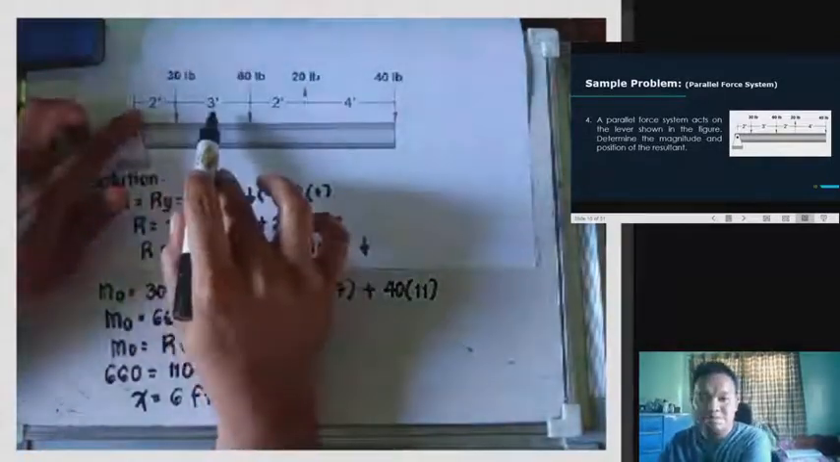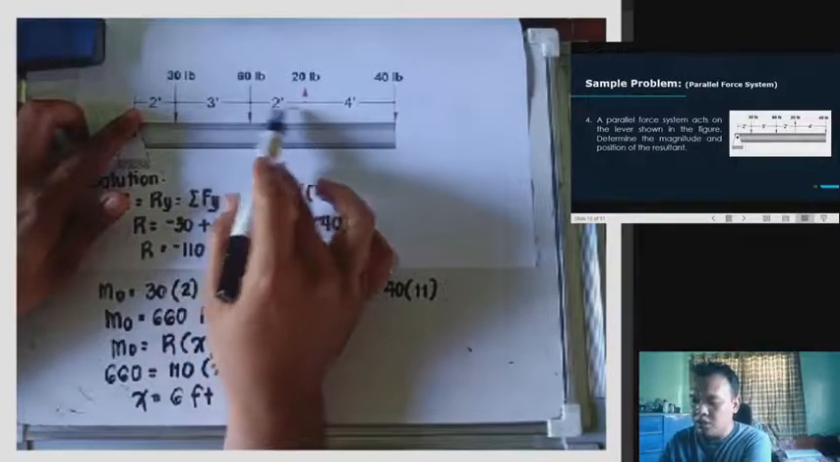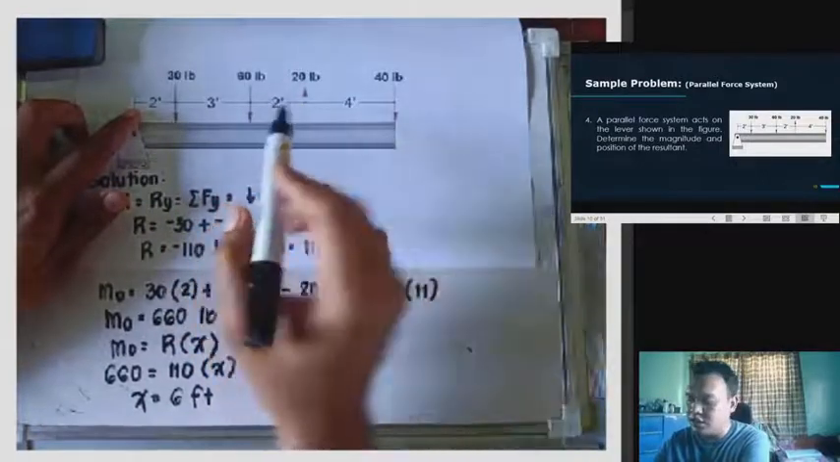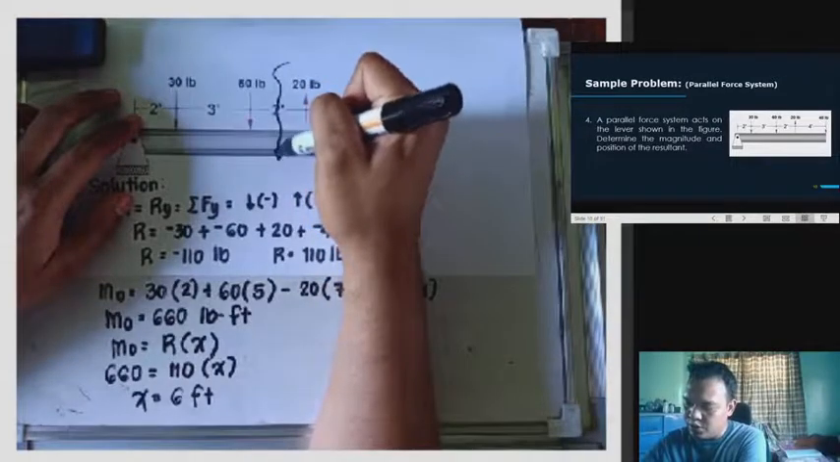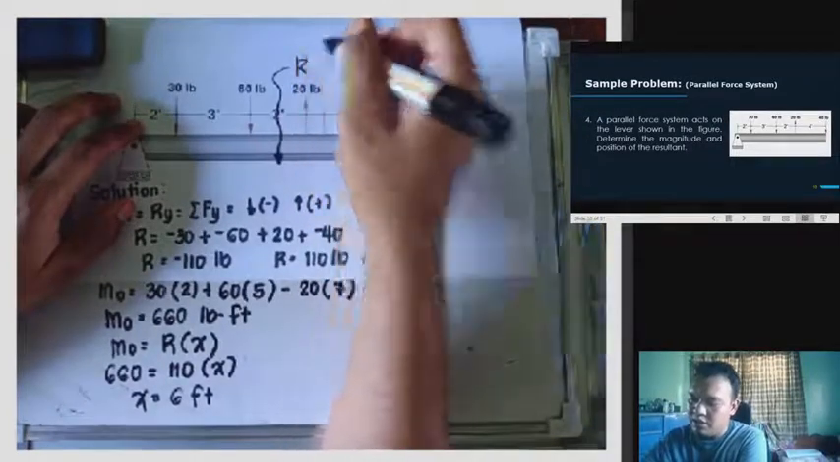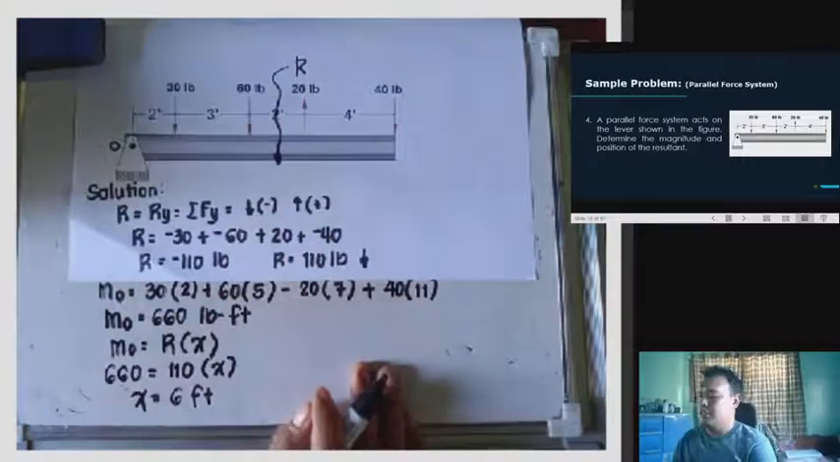So dito siya. Kung ito ay 5, so in between this 60 and 20, no? So the resultant force will be up in this portion, resultant, no? Yan.